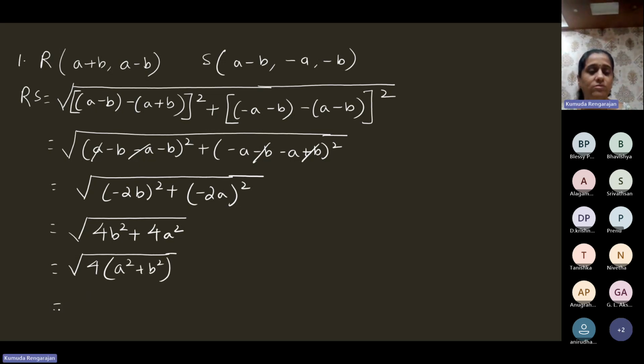All right, now 4 comes out of the square root as 2. But the expression a squared plus b squared remains under the square root. The square root of 4 is 2. So 2 into the square root of a squared plus b squared units. If you have any questions, please ask me.